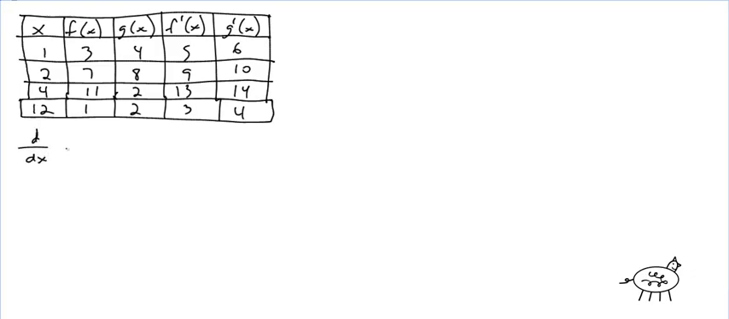d by dx of f of 1. Well, that's really easy. Just look at the chart. The derivative of f at 1 is equal to 5. That's pretty easy, right? Just kind of look at the chart.